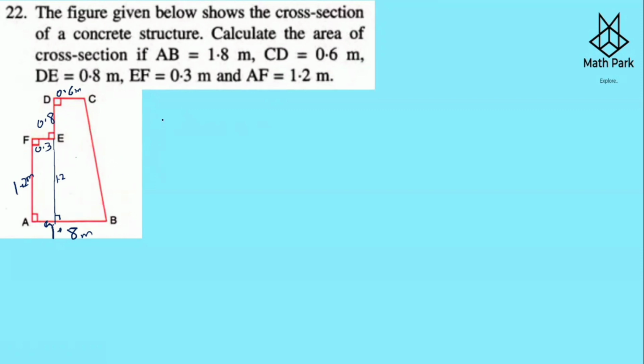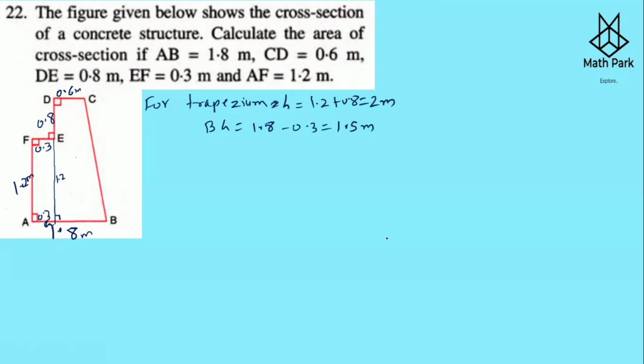So let us write the dimensions for the trapezium. For the trapezium, the height is equal to 1.2 plus 0.8, which is 2 meter. And for the parallel sides we need to know BG. So BG is equal to AB, which is 1.8, minus this 0.3, opposite sides are equal, which we get as 1.5 meter.